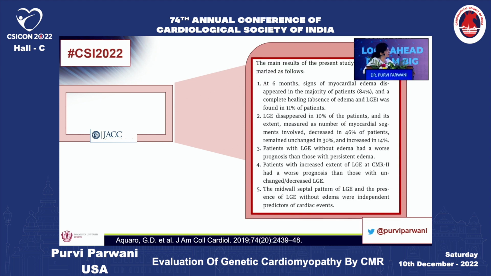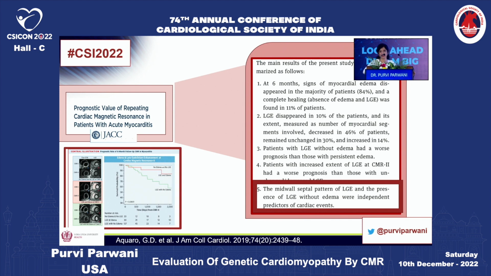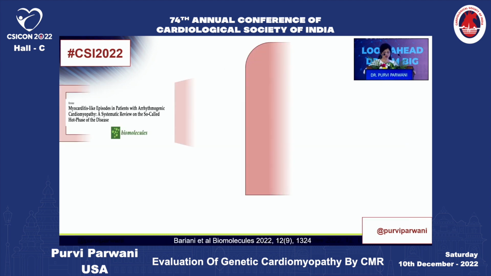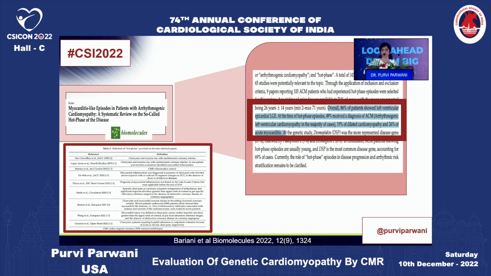This is the paper that was published in JACC, and it showed that it was the mid-wall septal pattern of late gadolinium enhancement on follow-up of myocarditis patients that was an independent predictor of cardiac events. A lot of these patients actually have genetic cardiomyopathy, and perhaps that's why their events are so severe. And that was shown in this paper. There have now been many papers, and we know that myocarditis can show up as the hot phase of arrhythmogenic cardiomyopathy that Dr. Jagia just talked about.